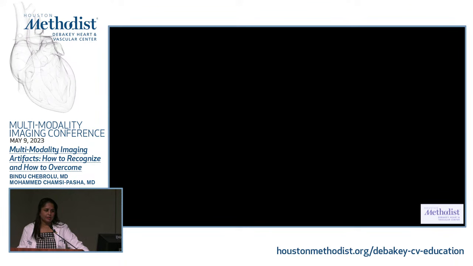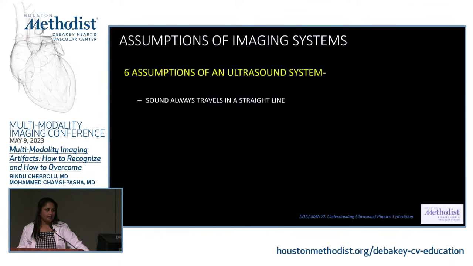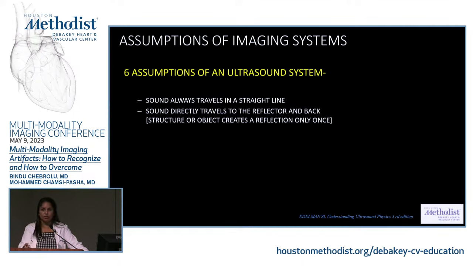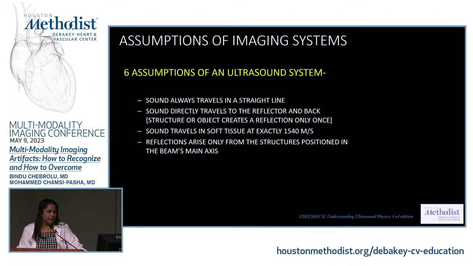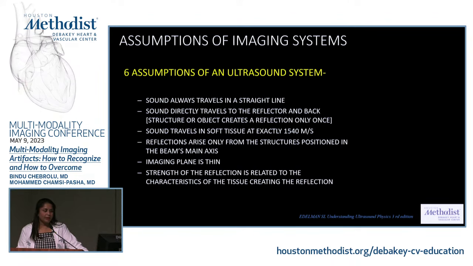Let's talk a little bit about ultrasound assumptions. We always think sound always travels in a straight line. Is that true? We think that it does, but probably not. We also think that sound directly goes to one structure and comes back straight. That's another assumption we make. We also think that sound travels in soft tissue at exactly 1540 meters per second. Probably not, because imagine the propagation speed in that particular medium; all those influence that. And we also think that reflections arise only from structures positioned in the ultrasound beam's main axis, which is also not true. The imaging plane is thin, that's another assumption we make. And finally, we think that the strength of the reflection is related to the characteristics of the tissue. Again, that's another assumption we make.